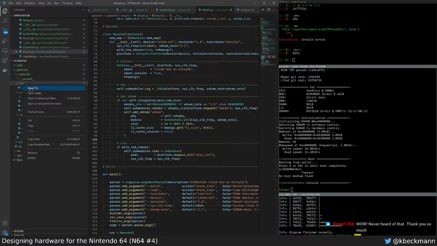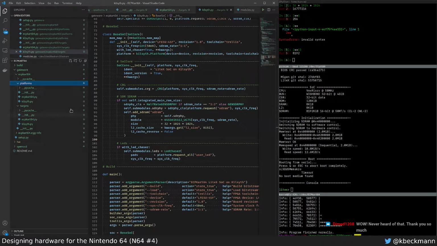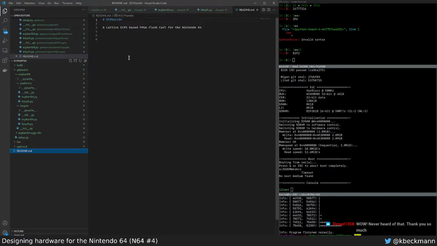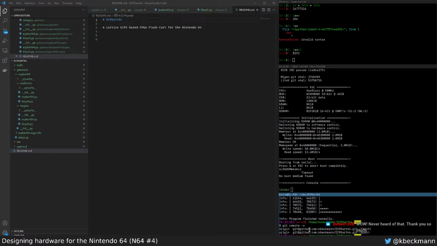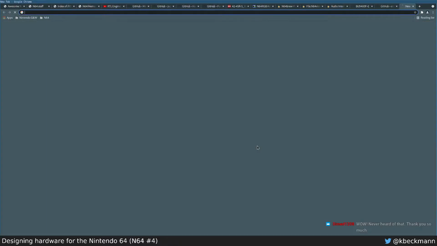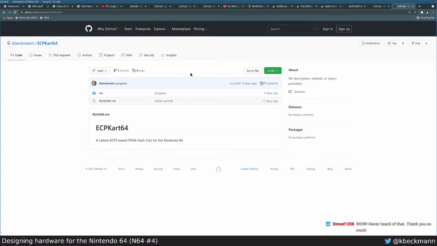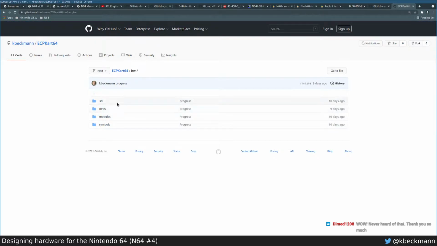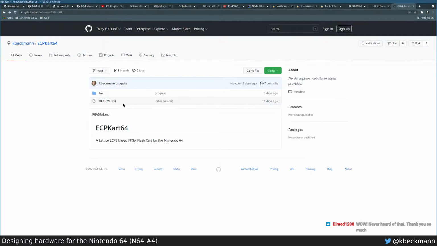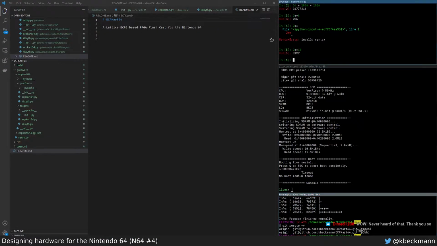So what I did here is I just created a directory for the ECP card 64. Maybe I should show that as well. One second. So this is where the card stuff will live. Right now there's a work in progress KiCad project, and it's really not done. And right now I'm adding the LiteX stuff.